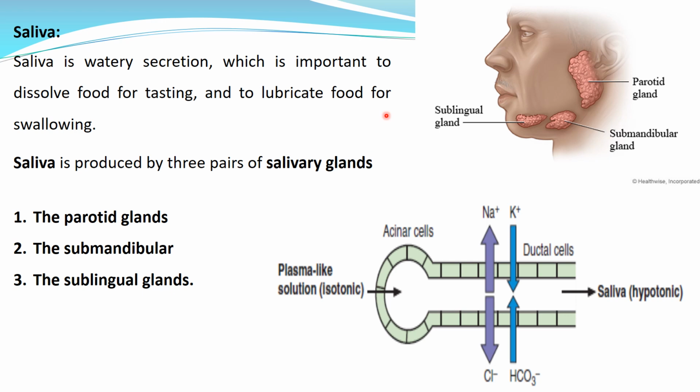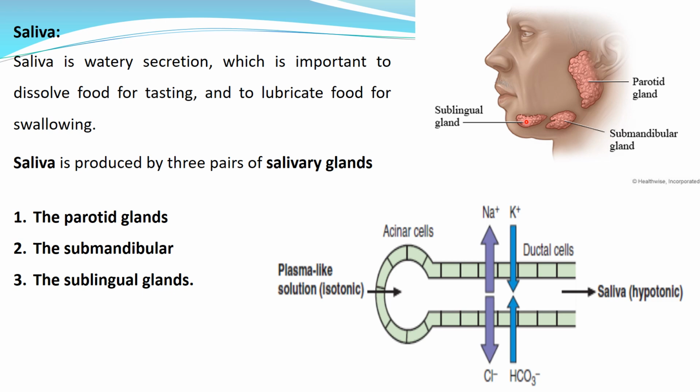Saliva is secreted by three pairs of salivary glands. They are located throughout the boundaries of the oral cavity. The first pair is called the parotid gland. This one is the parotid gland. Then we have the submandibular gland, which is located below the mandibular bone. This is the submandibular gland, and we have another one which is called the sublingual.